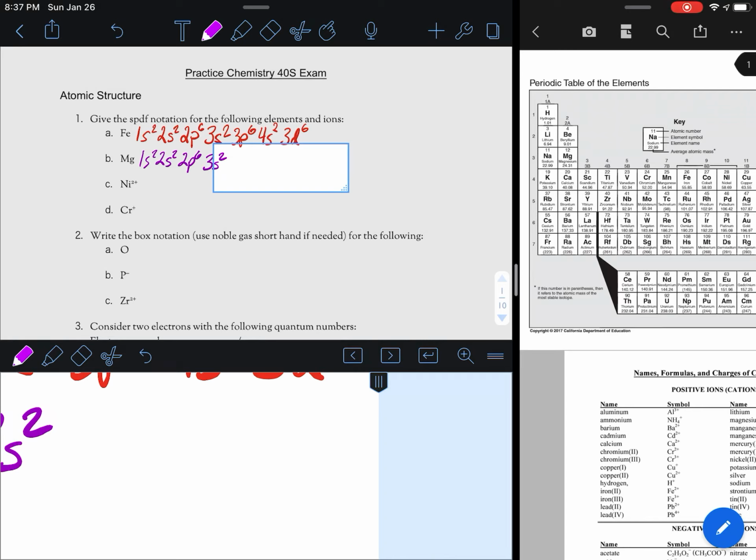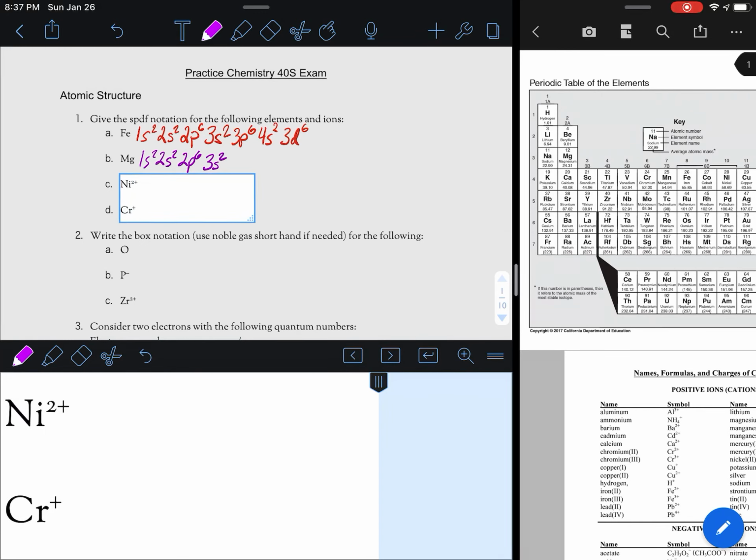That means the first 2 columns, that's our s block. That means the last orbital you're going to fill is going to be an s orbital for those. D block, last orbitals you're going to fill are d orbitals. P block on the right, the last orbital filled is a p electron.